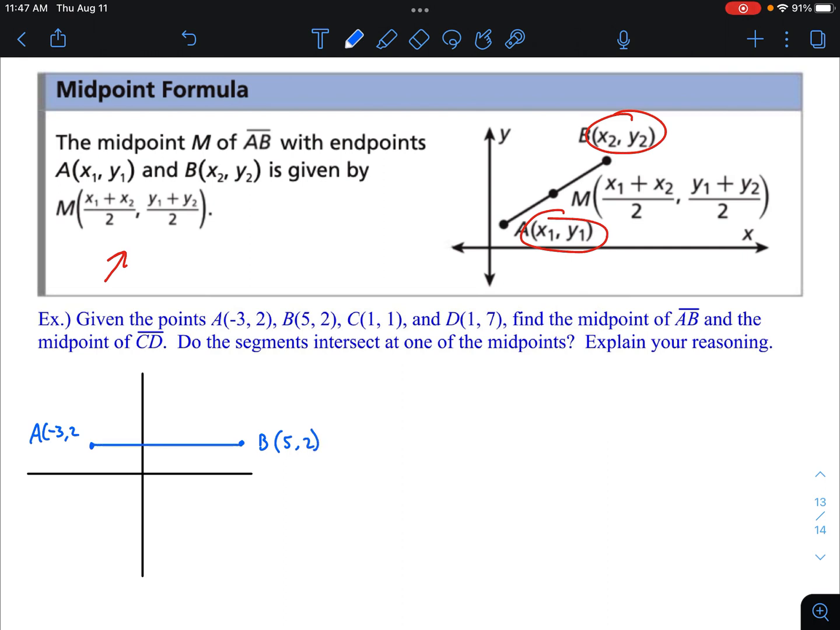That's a nice horizontal line. So there's A to B. We want to find the midpoint of that. Find the midpoint of AB and the midpoint of CD. We'll get to CD next.